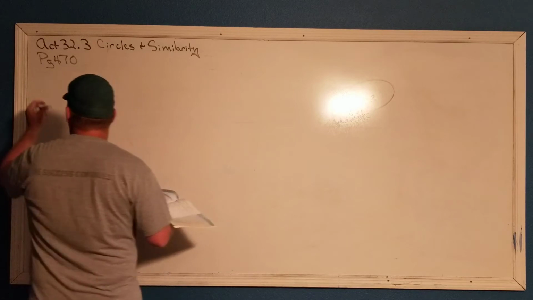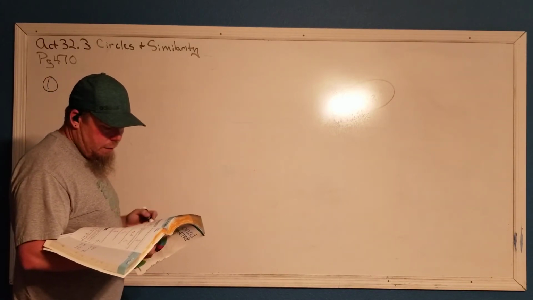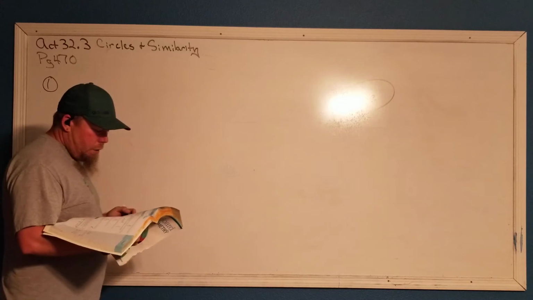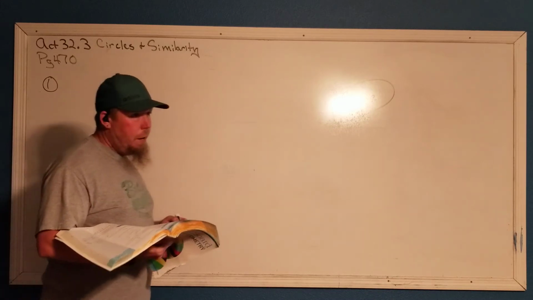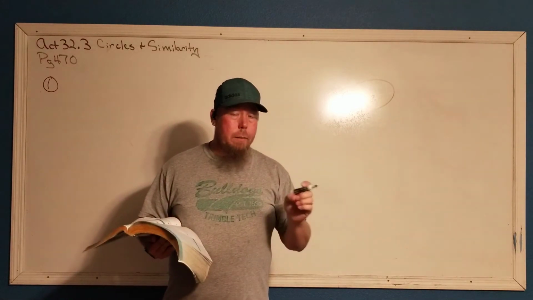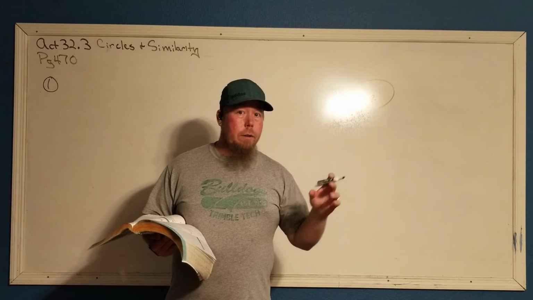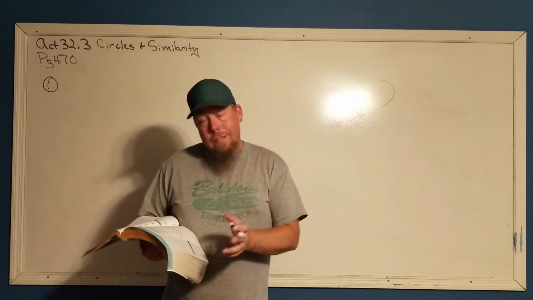So question number 1, is it true that all circles are similar? Yes. Okay. Can one circle be mapped onto another? Yes. Think about it. If you want to take a little circle and make a big circle, you dilate it to make it bigger. If you want to take a big circle and make it smaller, you dilate it to make it smaller. Okay, that's it.